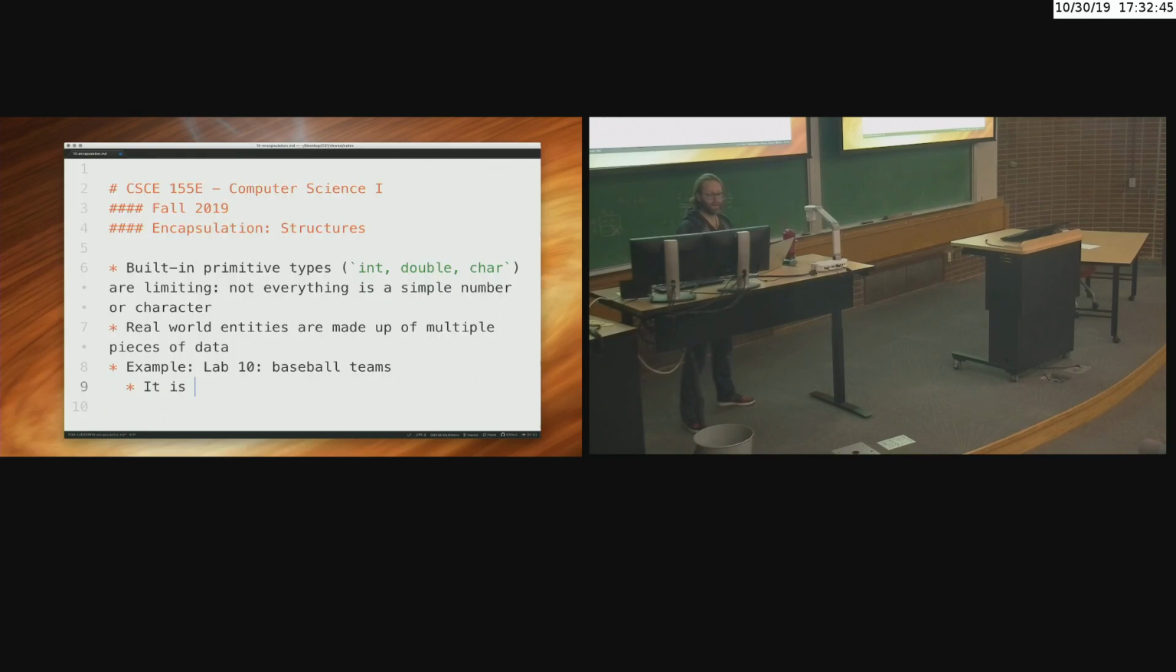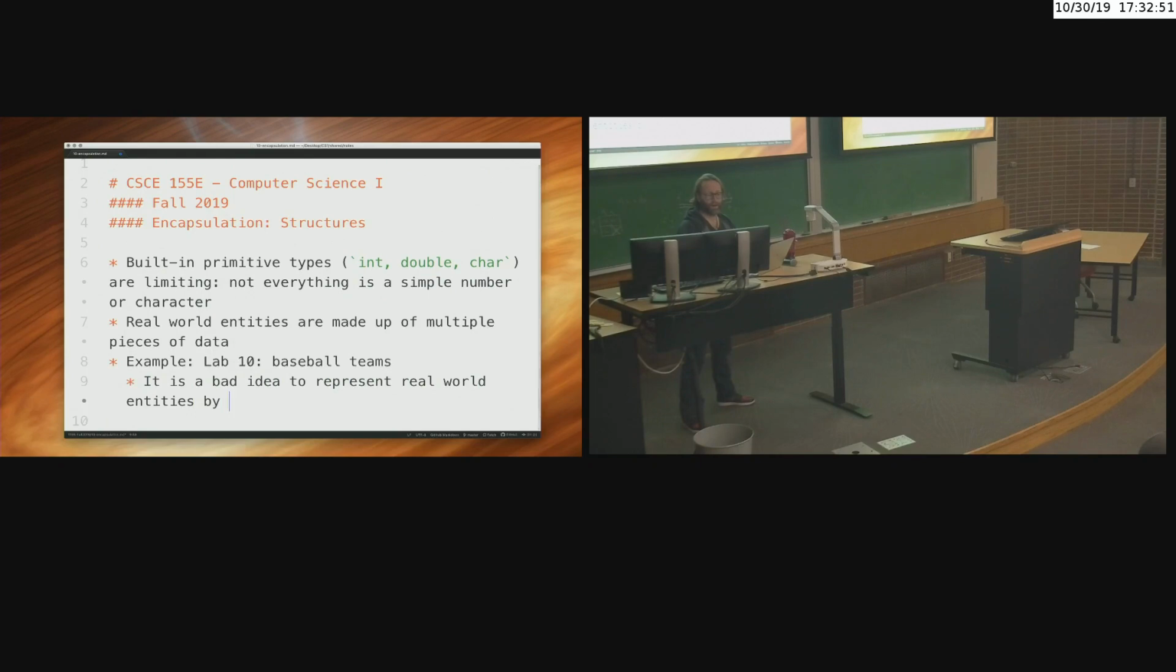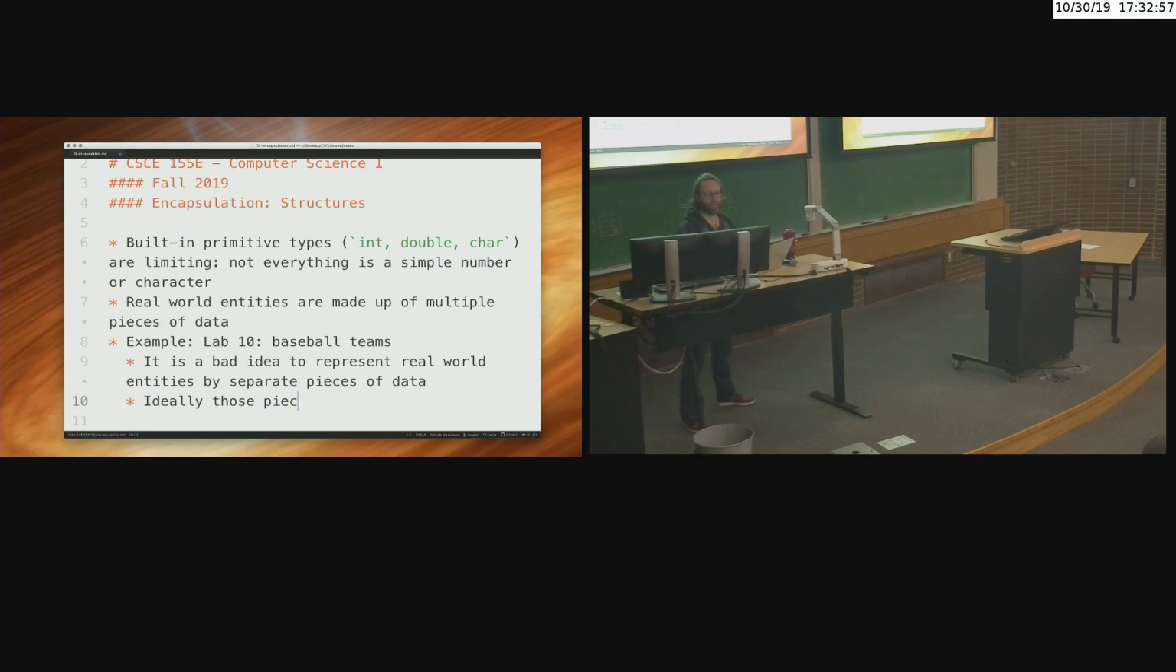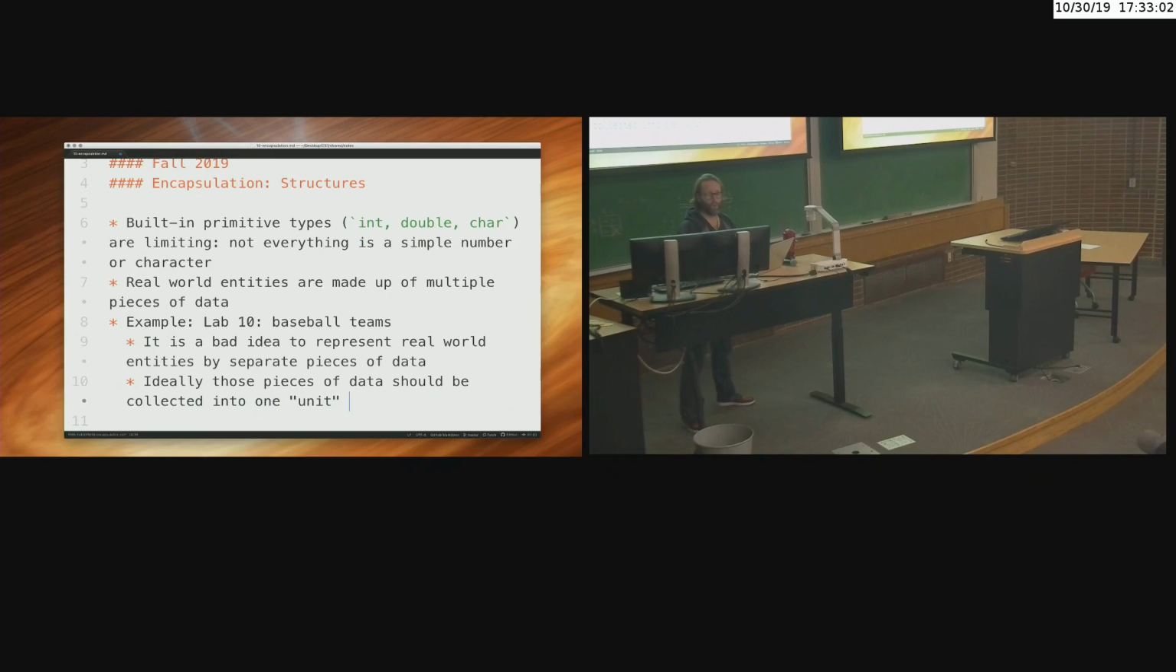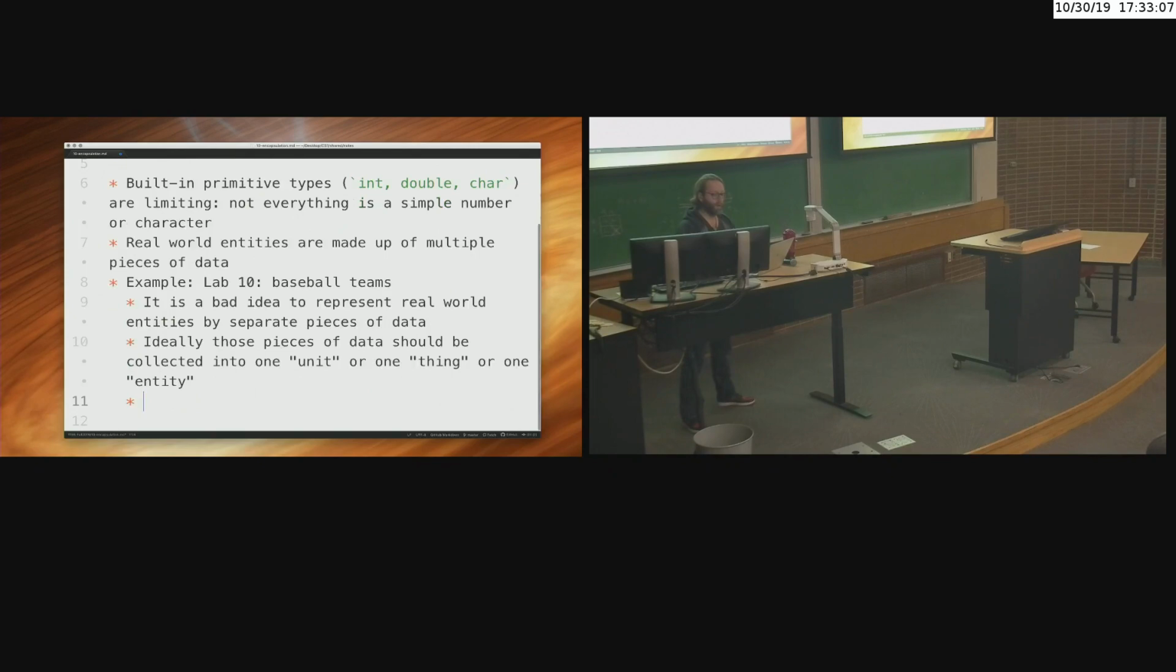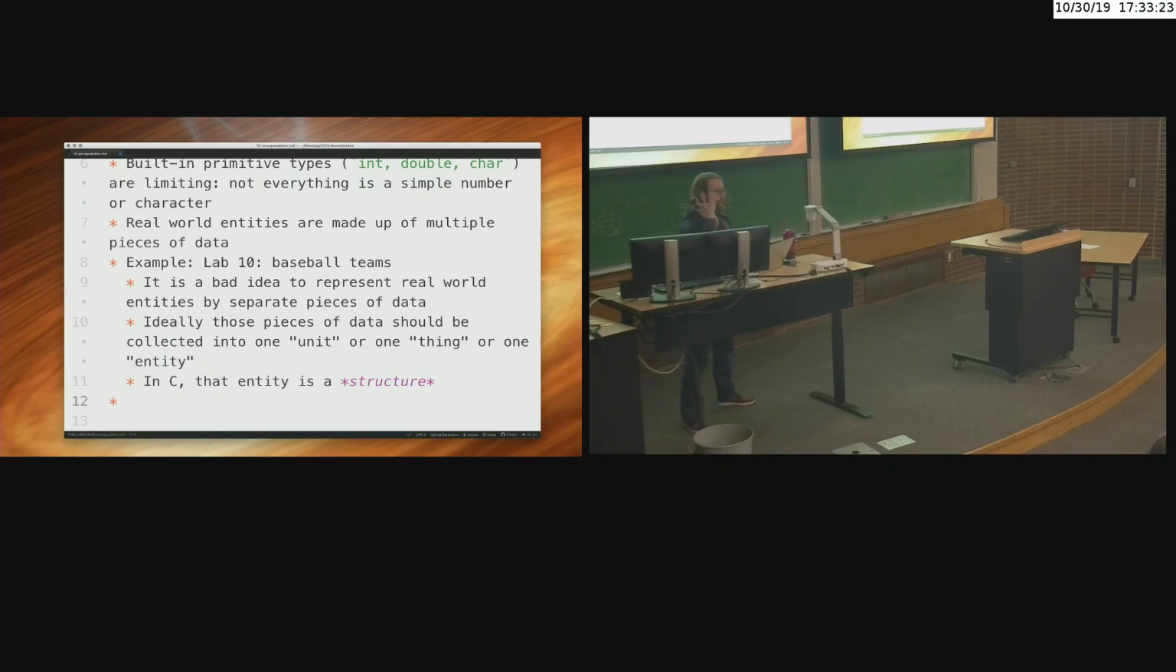It is a bad idea to represent real world entities by separate pieces of data. Ideally, those pieces of data should be collected into one unit, or one thing, or one entity. Right? In C, that entity is a structure. Not like a building structure or anything like that. But a structure. It's structured data, if you want to look at it like that. Right? This is generally referred to as encapsulation.